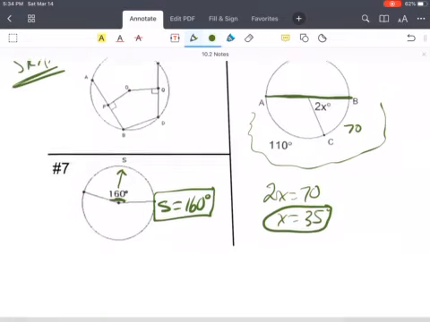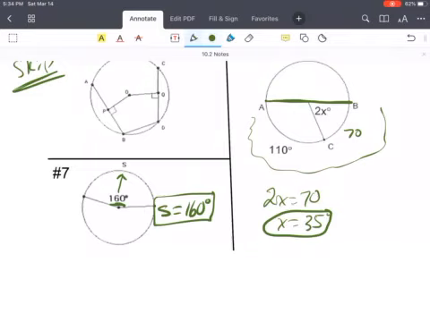We're going to keep talking about more angles and arcs and how to name them as we move forward in chapter 10.